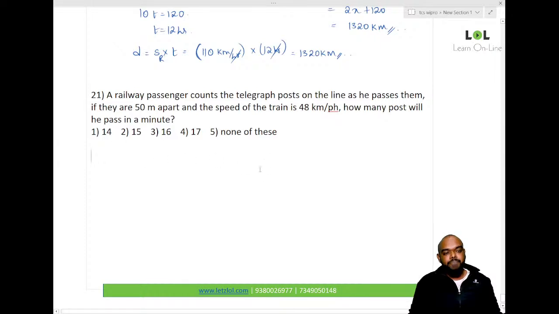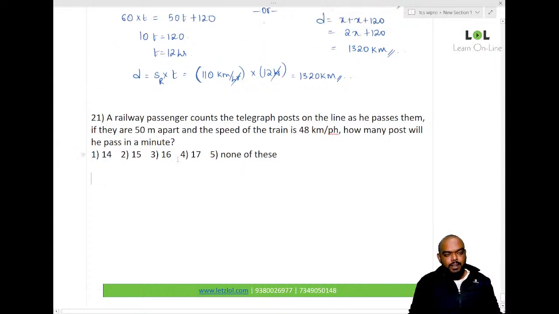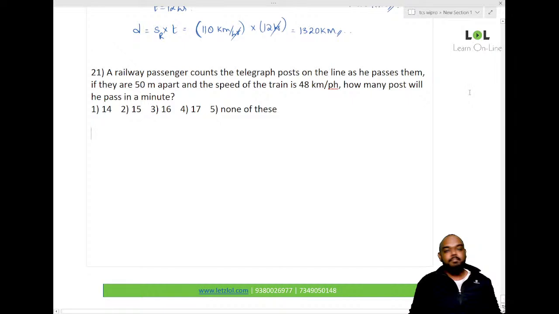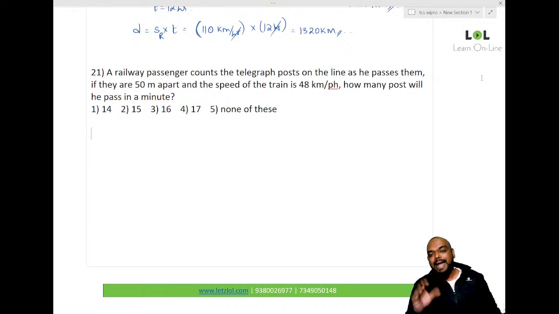Okay. So now, 21st question. What do we have here? One last one. A railway passenger counts the telegraph posts on the line as he passes them.